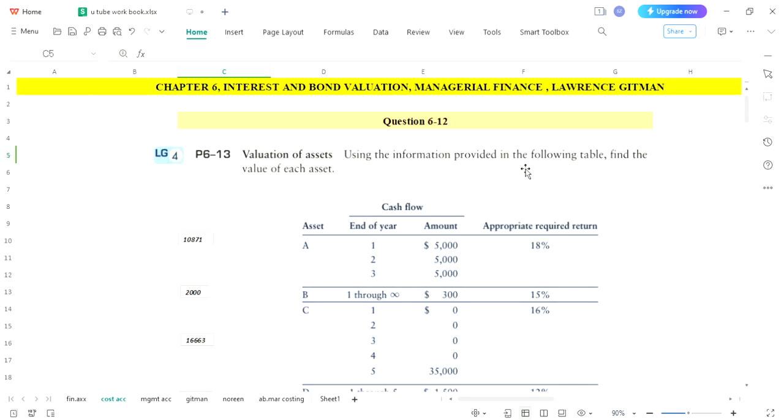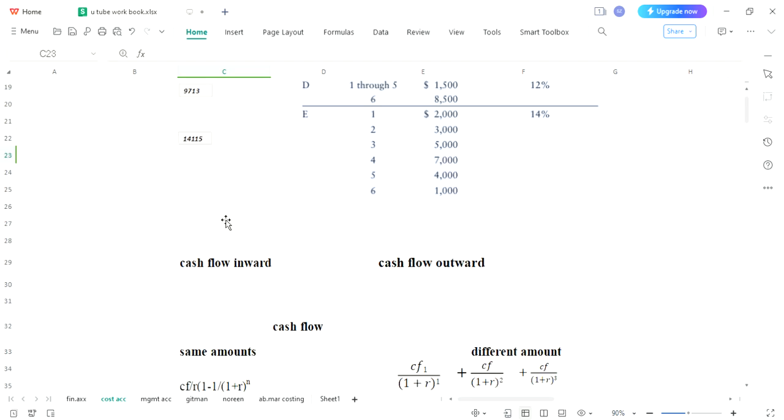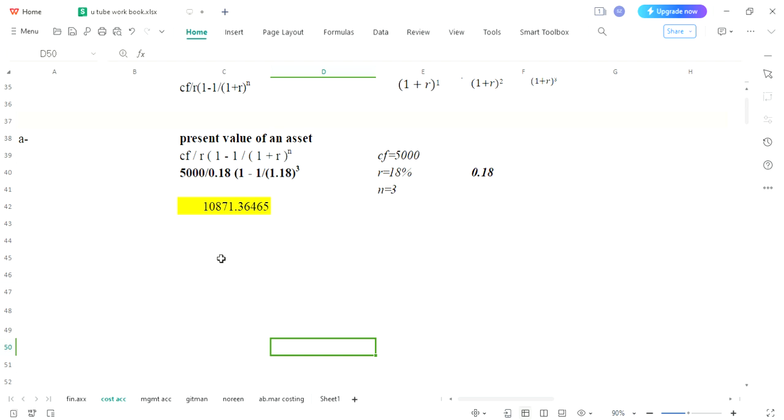And our question requirement is also to calculate the present value. Using the information provided in the following table, find the value of each asset. So first value has been calculated, that is 1087. Now the second option, I was telling you that you can use both formulas. If amounts are similar, you should have priority of using this collective formula. You can also use this formula as well. Since we have already worked hard to write it, now it's not the problem for us. So simply what you will do, we are putting this formula over here.